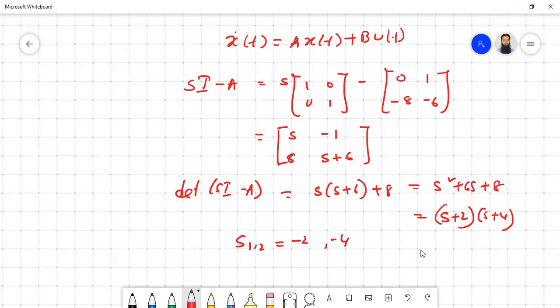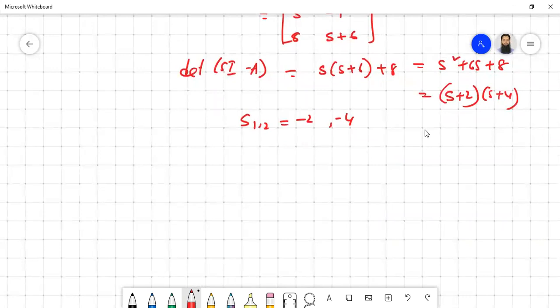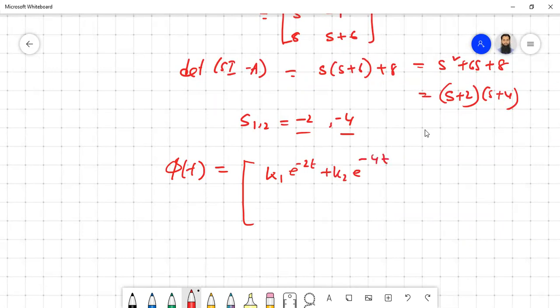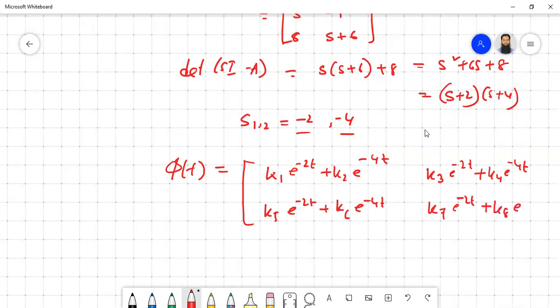As we said, the state transition matrix phi(t) will always have these exponents. So we can say that it will be K1 e to the power minus 2t plus K2 e to the power minus 4t. Similarly, K3 e to the power minus 2t plus K4 e to the power minus 4t, K5 e to the power minus 2t plus K6 e to the power minus 4t, K7 e to the power minus 2t plus K8 e to the power minus 4t.